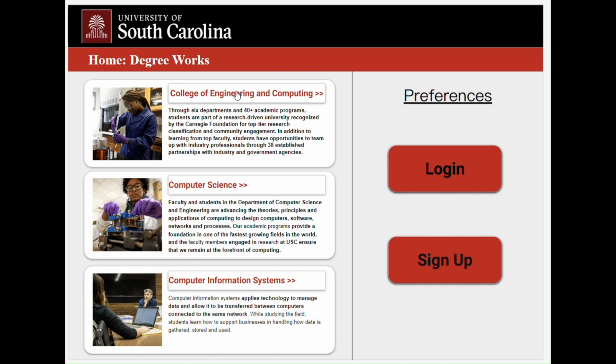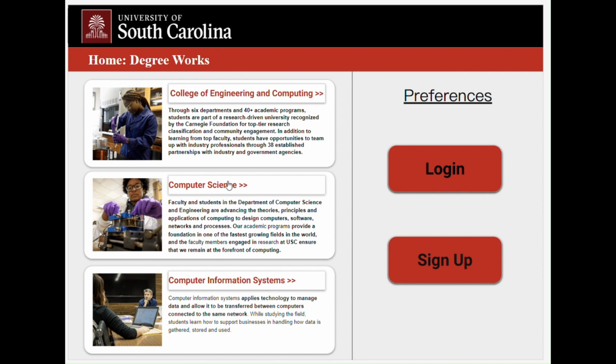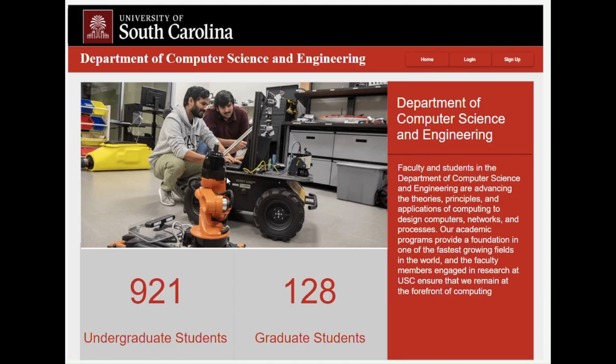Let's look at the College of Engineering and Computing. This gives examples of different things that students do in the college and gives a brief overview. Second, we will go to computer science, where again it shows students at work in the Department of Computer Science and Engineering, a brief overview, and how many graduate and undergraduate students there are.